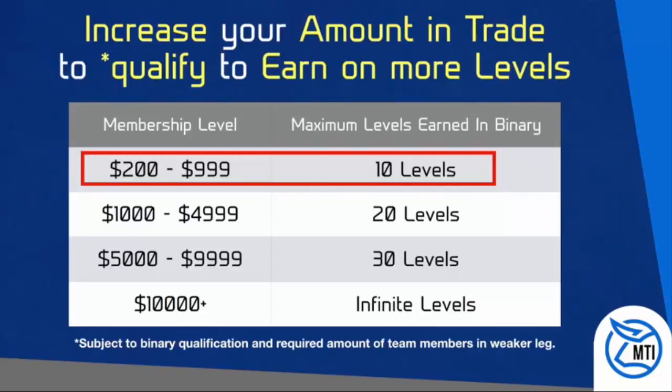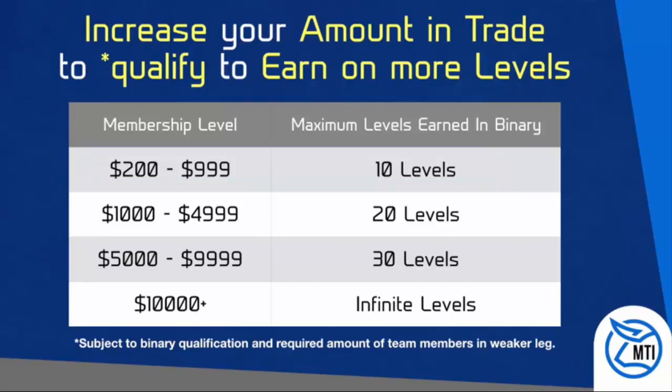When you are binary qualified with $200 to $999 in your personal account, this will allow you to earn up to 10 levels in the binary. As your team grows, you can increase your amount in trade so that you can qualify to earn on more levels. With $1,000 to $4,999 in the pool, you'll receive bonuses up to 20 levels deep.